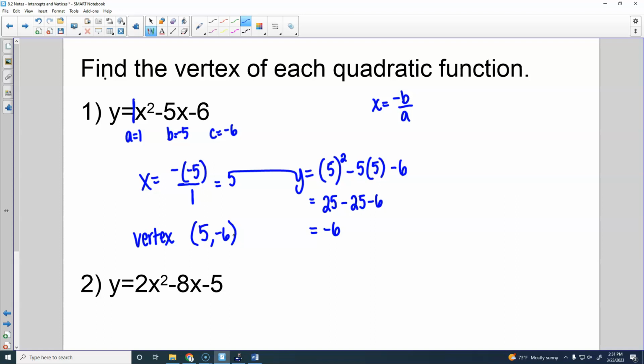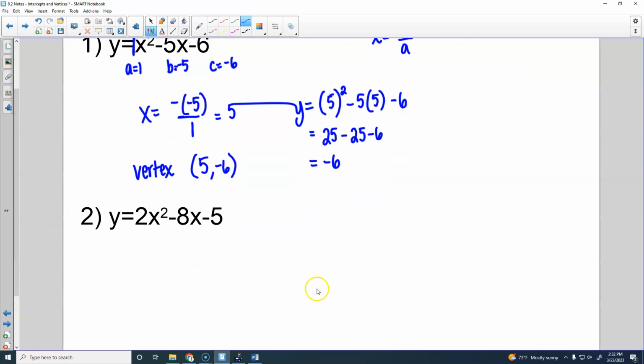The nice thing about this is you don't have to find the zeros first, so if they didn't ask you to find the zeros, you don't have to do it this way. Whereas if we do it the other way, you have to find those x-intercepts, those zeros first, which would be an extra step. Okay, everybody good there? Makes sense.